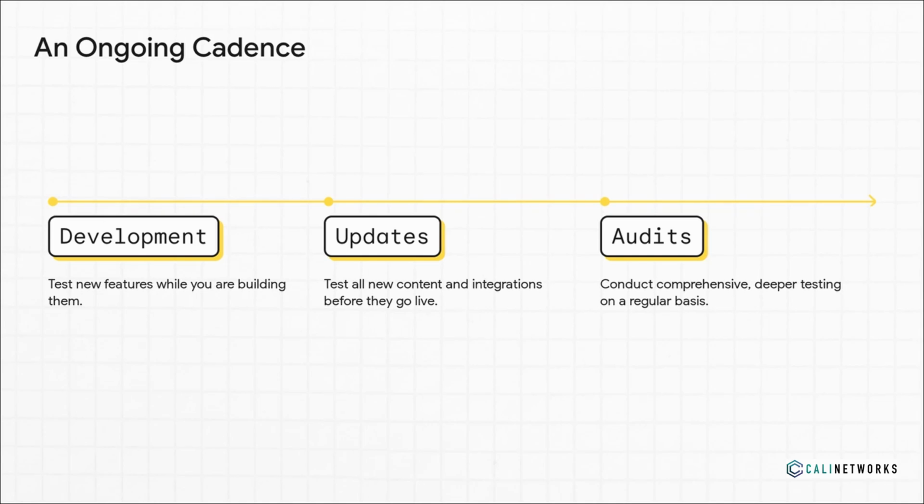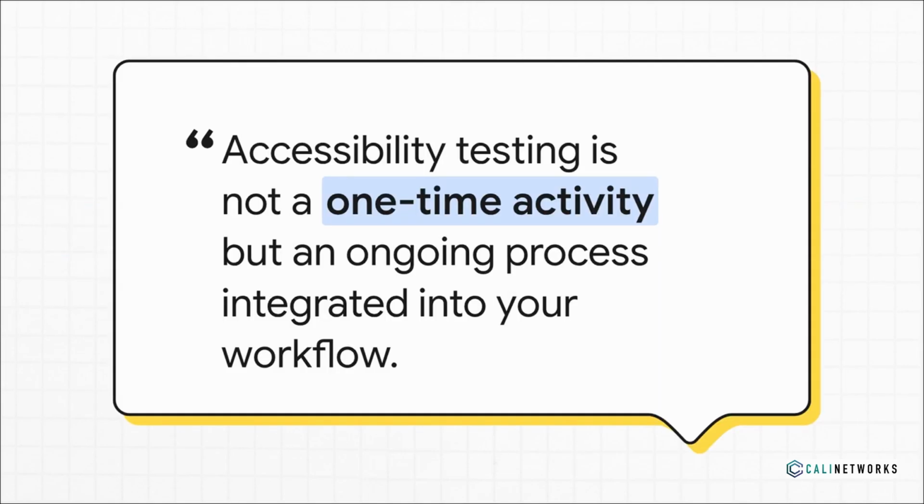You test new features while you're building them. You check new content before it goes live. And yeah, you still do those deeper, comprehensive audits on a regular schedule, maybe quarterly, to catch anything that's slipped through the cracks. You know, this quote really just nails it. Accessibility testing is not a one-time activity, but an ongoing process that should be integrated into your development workflow. It's not a project. It's a commitment. It's just part of how you work now.